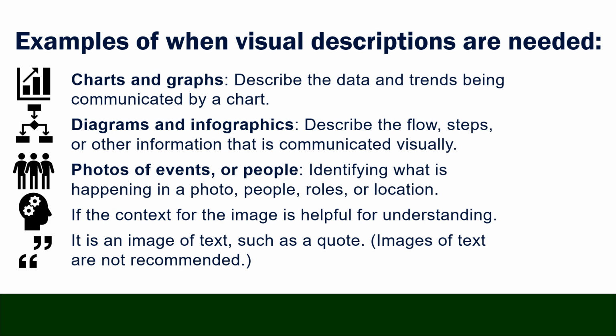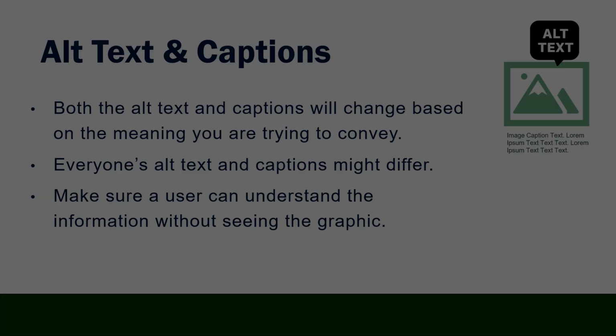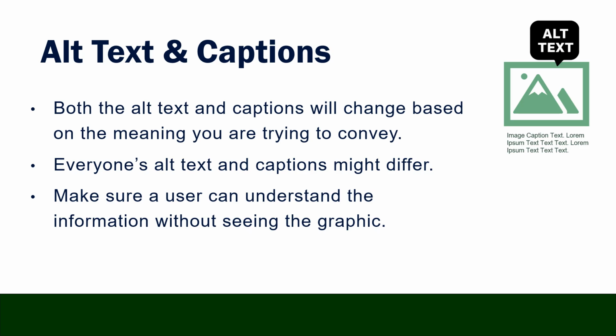Images of text, such as a quote. Images of text are not recommended and, if used, will require a full description every time. Captions and descriptions are helpful in materials where the visual is part of the story or information. It's important to note that both the alt text and captions will change based on the meaning you are trying to convey, so everyone's alt text and captions might differ. That is perfectly fine as long as we're making sure a user can understand the information without seeing the graphic.